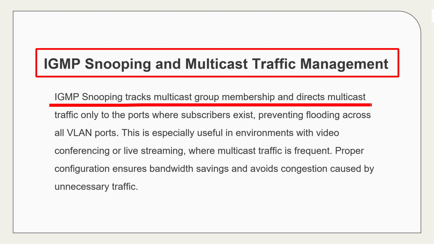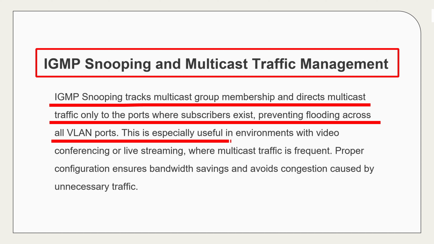IGMP snooping keeps multicast traffic efficient by sending it only to devices that need it. Without it, traffic floods the network, wasting bandwidth. Use it to optimize traffic, especially for streaming or conferencing.